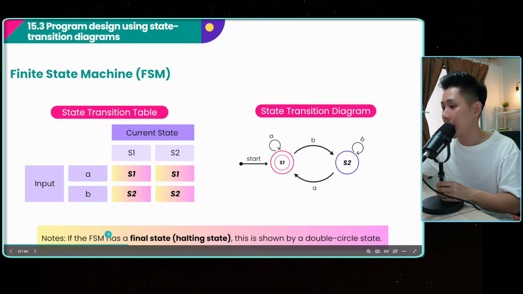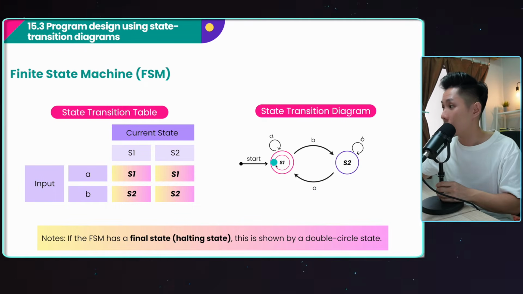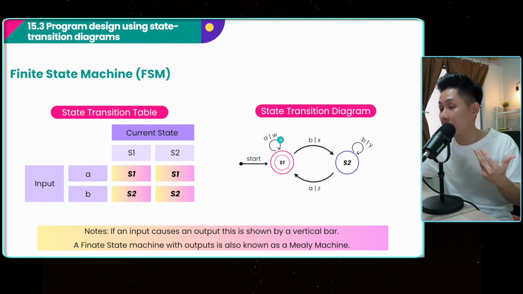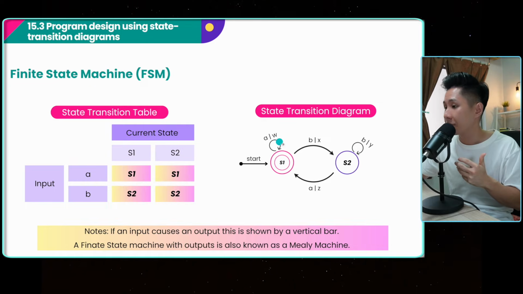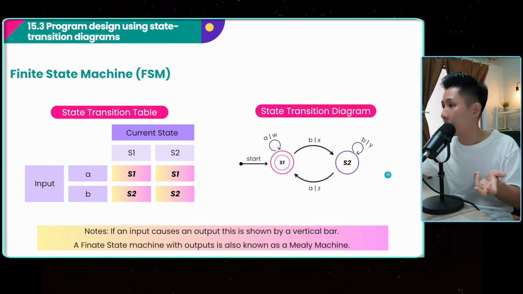And if the FSM has a final state, meaning after it goes back here, it stops, this is when we draw a double circle state. Okay, so that's some terminology. And if the transition produces an output, which I'll show you in another example, then we use a straight vertical bar followed by whatever the program will output when given an input of A, for example.